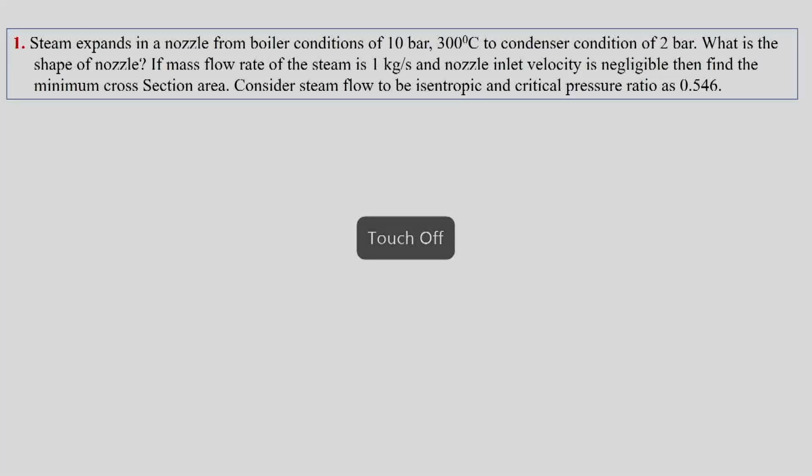flow through the nozzle. So we have the first example, which states that steam expands in a nozzle from boiler conditions of 10 bar and 300 degrees Celsius to condenser conditions of 2 bar. What is the shape of the nozzle? If the mass flow rate of the steam is 1 kg per second and the nozzle inlet velocity is negligible, then find out the minimum cross section area. Consider steam flow to be isentropic and critical pressure ratio as 0.546.